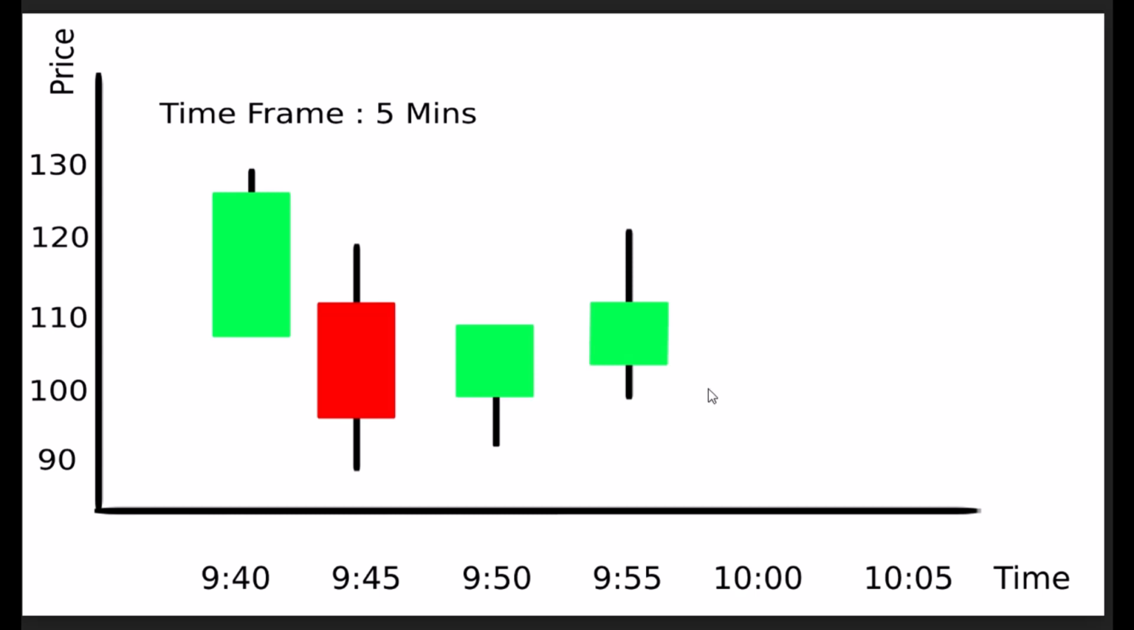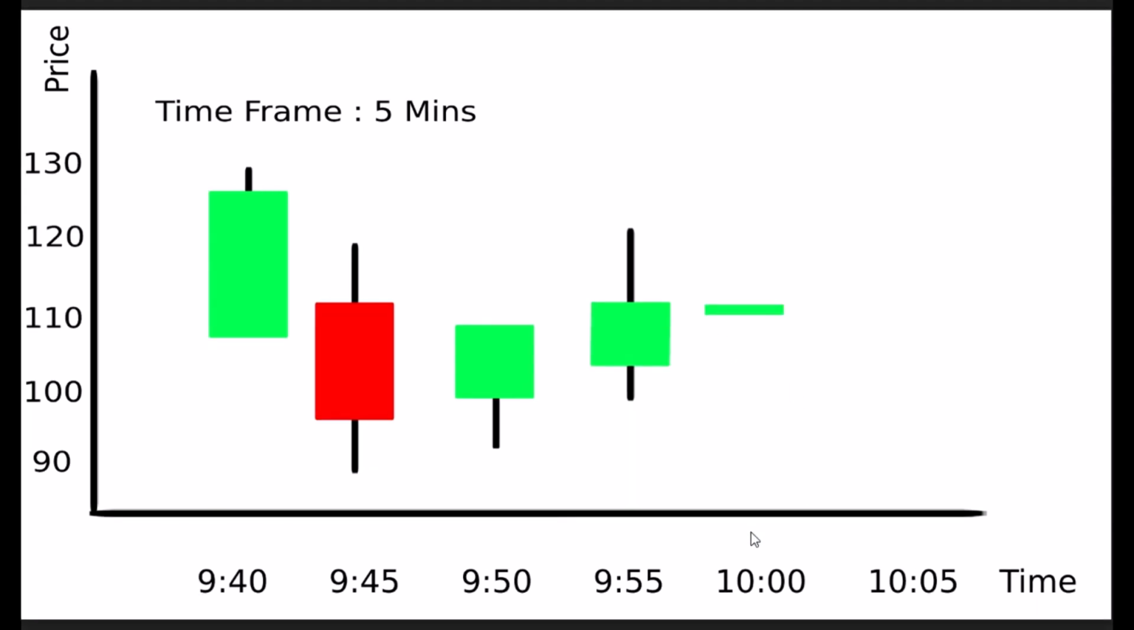Quite simple, right? So as you know, a candlestick tells you the price movement for a particular duration. So if this chart says 5 minutes time frame, it means every candle shows the price movement for 5 minutes. If we want to see what price a stock is at during 10 and 10:05 am, we'll have to look at a 10 o'clock candle. Let's say right now is 10 am. This is how the candle would look.